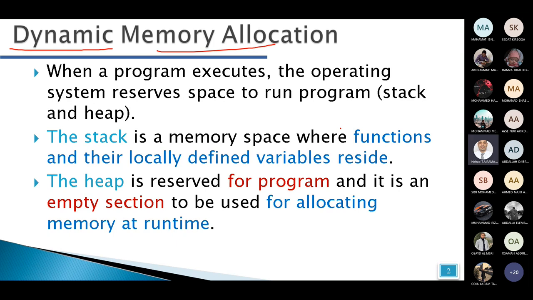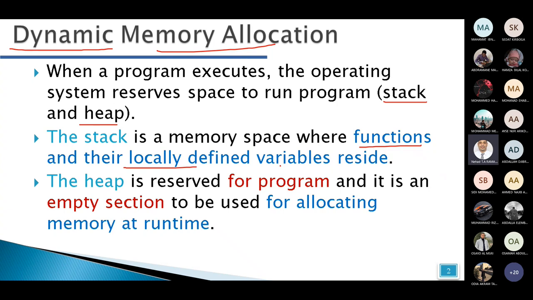Okay, dynamic memory allocation. What does this mean? When you execute or run any program in C language, you will reserve two types of memory, stack and heap. The stack memory, it's a memory space for the function and its local variable, like any variable declared inside the function, and any variable declared as argument or parameters of the function. So this all will be stored in the stack.